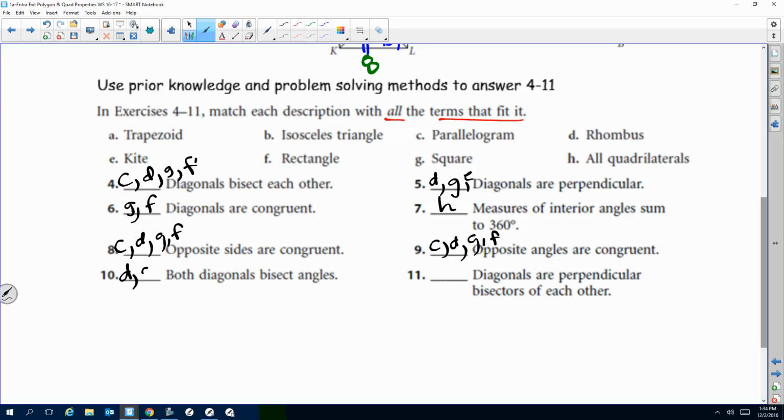G. Diagonals are perpendicular bisectors of each other. Square and the rhombus. Yep. There we go. Okay.